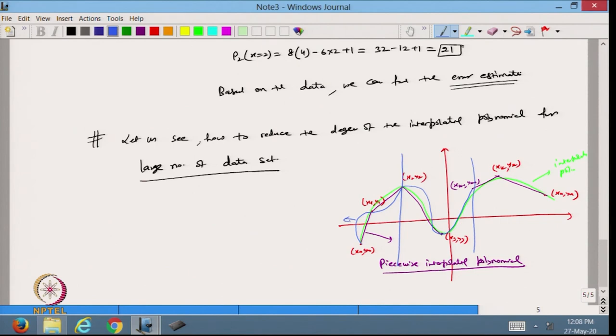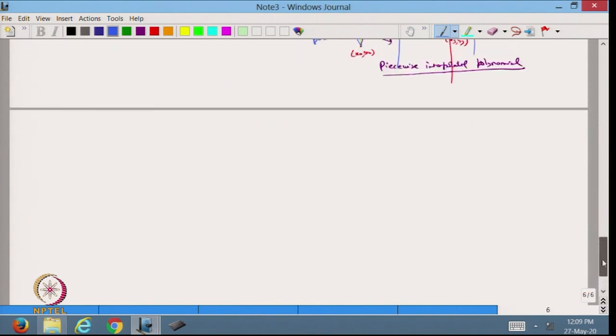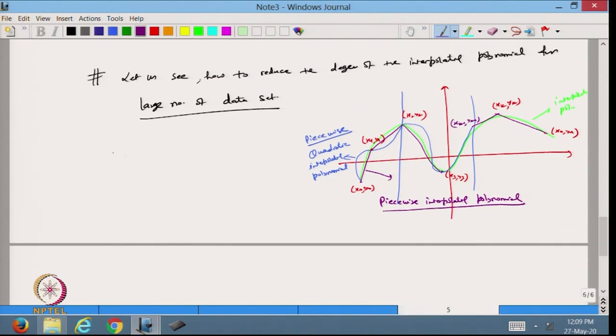I call it the quadratic interpolating polynomial. Earlier I did the piecewise interpolating polynomial with a linear function, and now I am doing the same with the quadratic interpolating polynomial, but this is also piecewise. So in this way we are able to approximate the data with a small degree of polynomial, no matter how big the data is. So this type of method is called piecewise approximation.